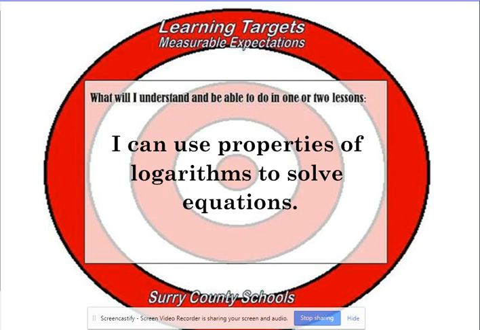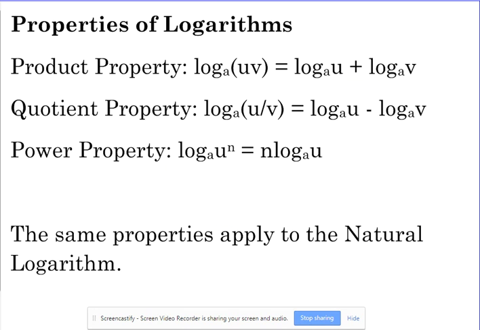All right, so here, let's look at the properties. We have three properties that you need to know. The first one is the product property. When you're taking the log of a product of two numbers, two variables, a number and a variable, whatever it may be, you can split that up into a sum of two logarithms, or vice versa. If you're adding two logs that have the same base, then you can condense them into a single logarithm of the product.